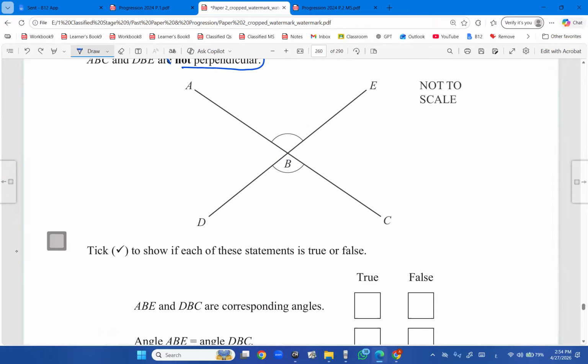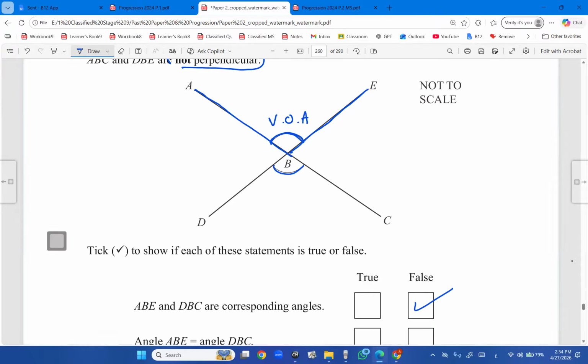Tick to show if each of these statements is true or false. ABE and DBC. ABE, this is how I find it: A, B, E, which is this angle. This is the angle that is made by ABE. They're saying it's corresponding with this. No, it is false. They're not corresponding. They are vertically opposite angles.